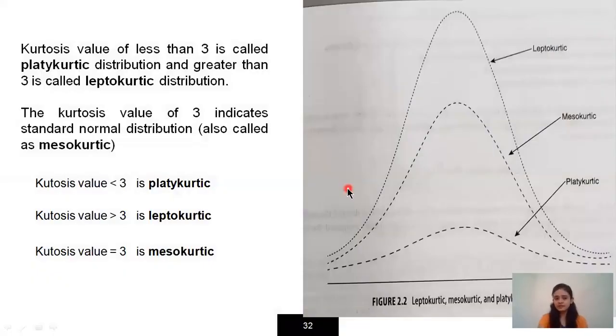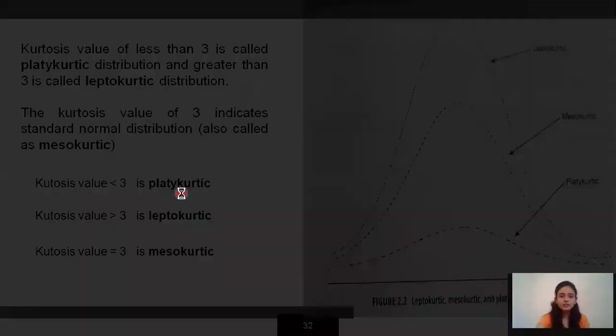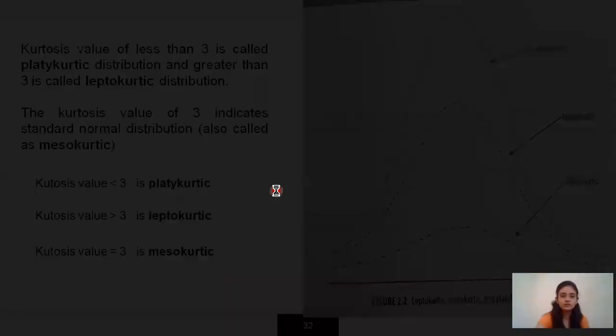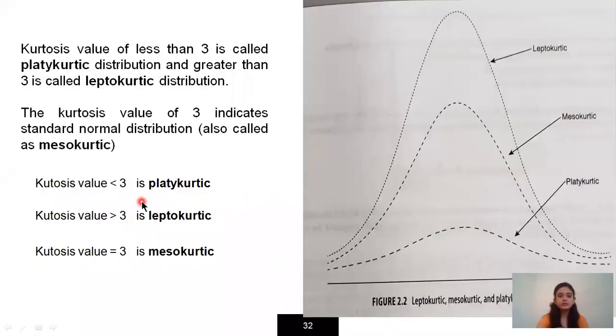You have to remember this: if the kurtosis value is less than 3, then we will call it platykurtic. Over here, this is my kurtosis equation. If I get this kurtosis as less than 3, then I will call that particular distribution platykurtic. This is how the platykurtic looks. If the kurtosis value is greater than 3, then I will call it leptokurtic. And if the kurtosis value is equal to 3, then I will call it mesokurtic.